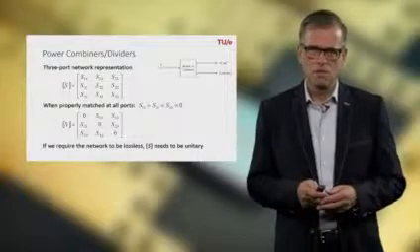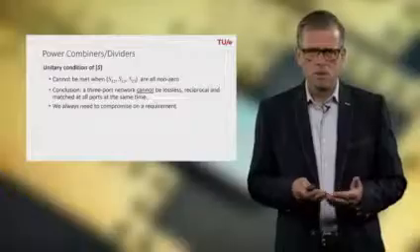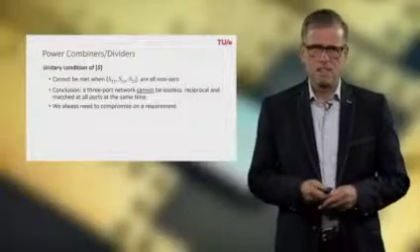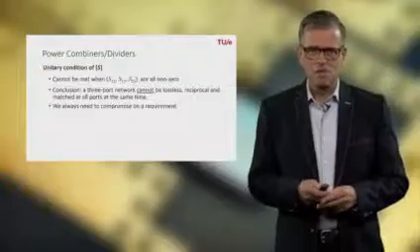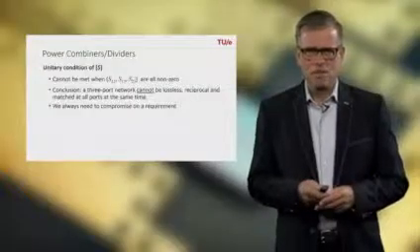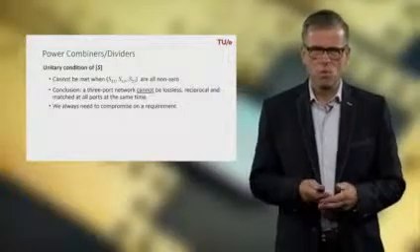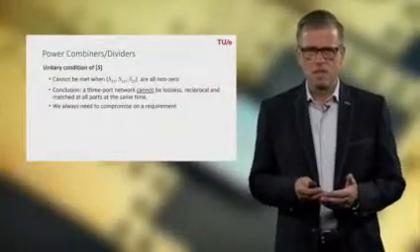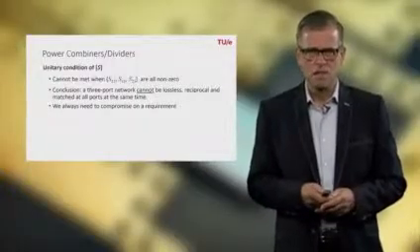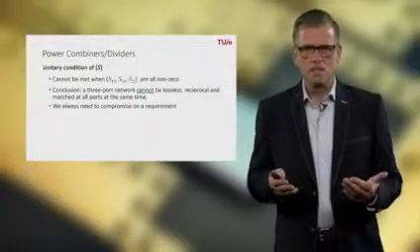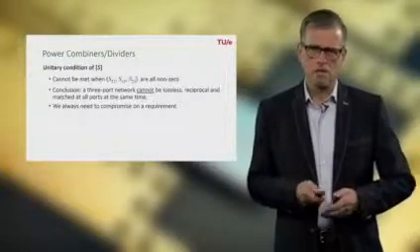Well, without going into too much detail, the issue with the unitary condition of the scattering matrix is that, in fact, it cannot be met when the non-diagonal elements are non-zero. So, in principle, the conclusion is that a 3-port network cannot be lossless, reciprocal, and matched at all ports at the same time. So that means that we always need to find a compromise on one of the requirements for a combiner or a divider.